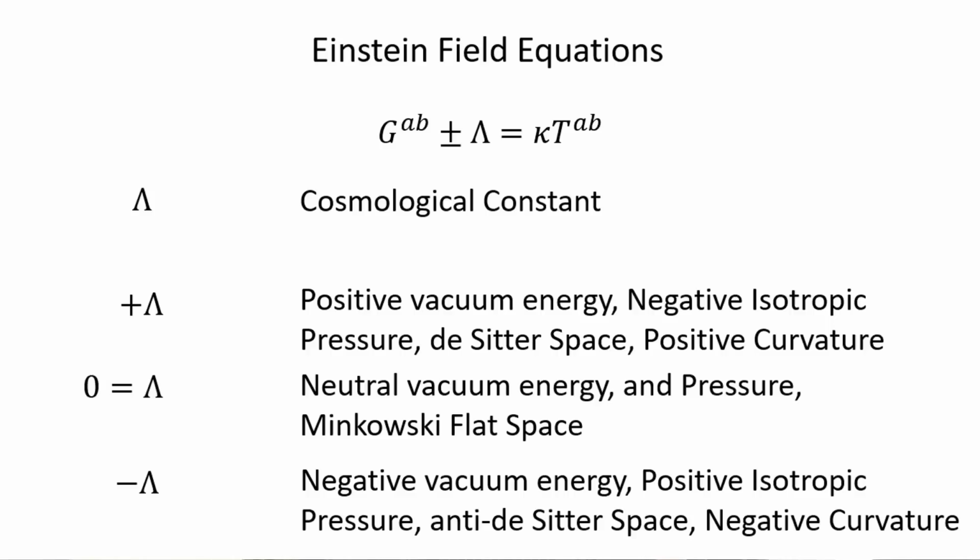Furthermore, we can set the cosmological constant to 0, and we'll call this a neutral vacuum state, and this is basically a flat space. The last state that it can have is a negative state with positive pressure, and we call this an anti-de Sitter space, or a space that has negative curvature.